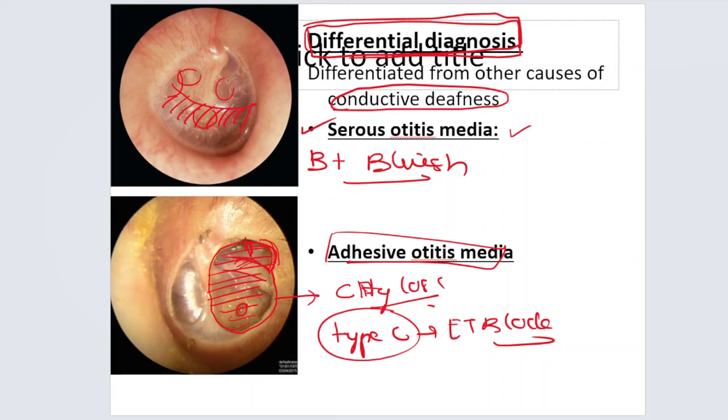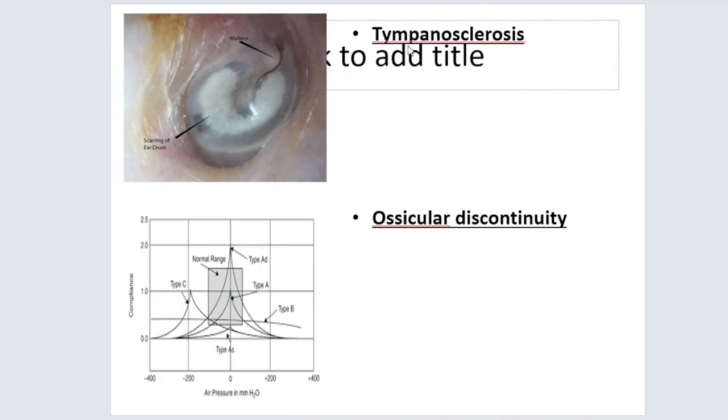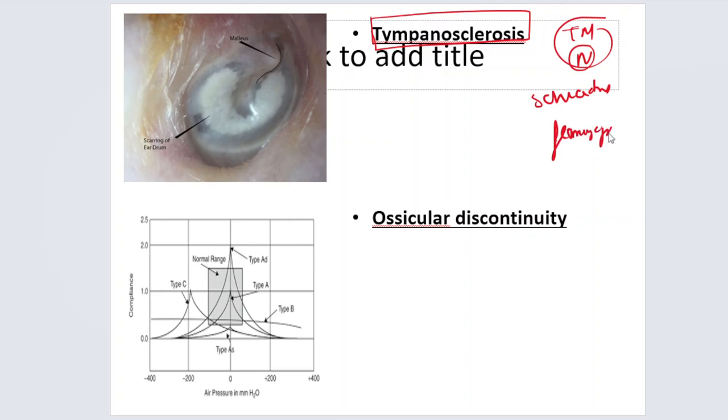Now coming to tympanosclerosis. Tympanosclerosis is also easy to differentiate compared to otosclerosis. In otosclerosis, the tympanic membrane is in normal condition. You can't see anything other than the Schwartz sign or the flamingo pink sign, and that is in only 10% of the cases. In tympanosclerosis, you have this white patch that is present on the fibrous layer of the tympanic membrane. By this you can see it.